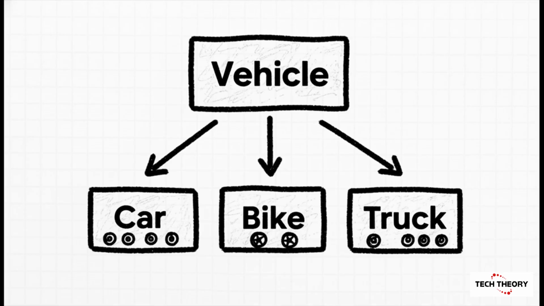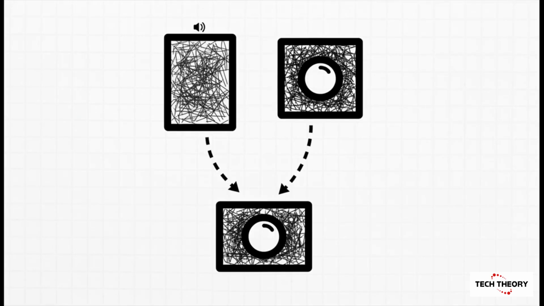For this one, picture one parent with a bunch of different kids. A single parent class is the foundation for a whole bunch of child classes. So you might have a generic vehicle class, and from that one parent you could create a car, a bike, and a truck. They all share that core vehicle DNA, they all move, but each sibling gets to be its own special thing.